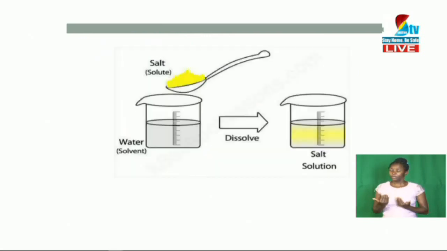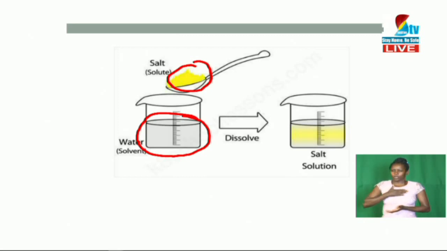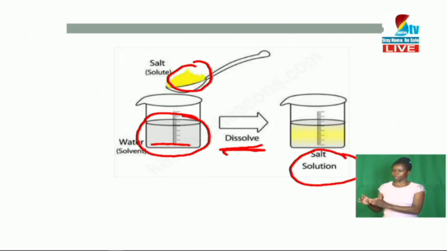Okay, I have this demonstration of how the solute dissolves in the liquid. Here, dear learners, we have our salt, and the salt here is an example of a solute. Then we have water in this beaker. The water here is our solvent. When this salt is poured into this water, and after stirring, the salt dissolves in the water. After the salt has dissolved in the water, we come up with a salt solution. That is how it happens, dear learners.